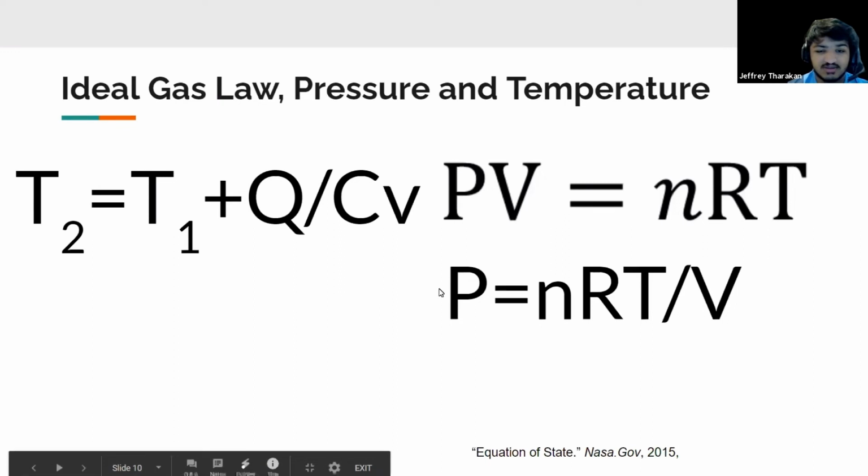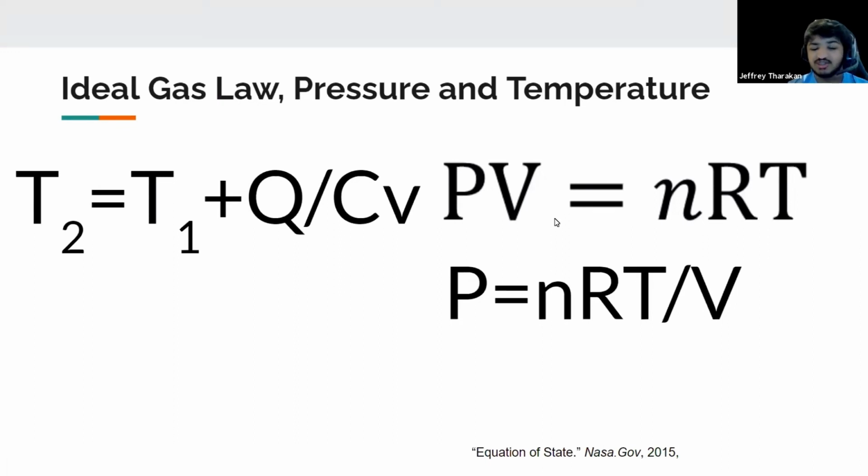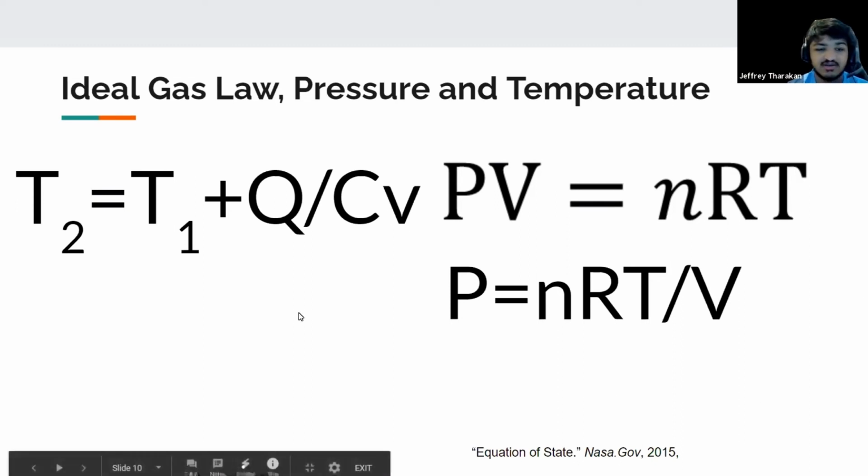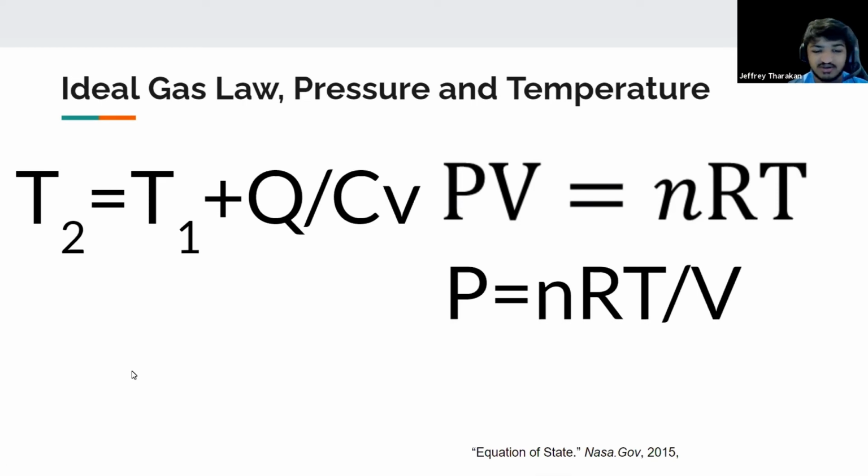and temperature, because as you can see here, pressure is directly proportional to temperature. So if you increase the pressure, that means the temperature can also increase and the volume would decrease. And as you can see in this equation here, T2 is equal to T1 plus heat over specific heat times velocity. We can see how temperature and heat are related together using the first law of thermodynamics.